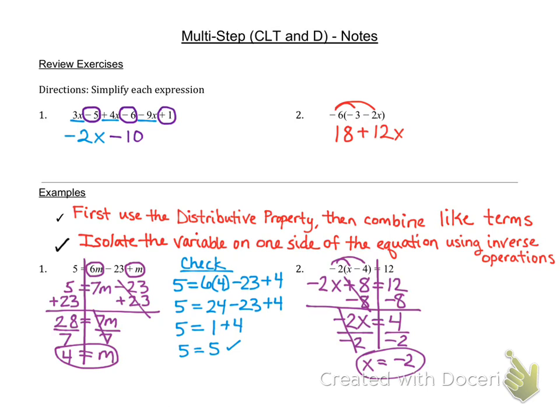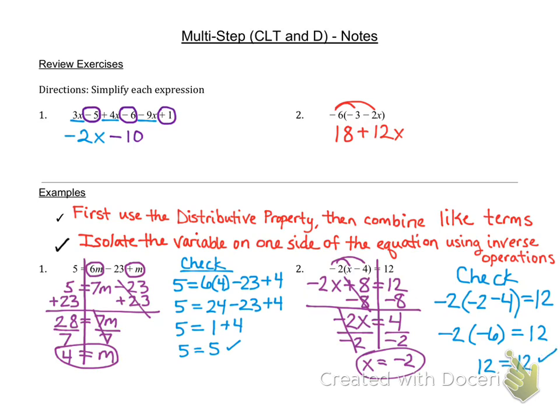Next step, we're going to check our answer by substituting negative 2 back into our equation. So negative 2 times a negative 2 minus 4 is equal to 12. First I'm going to do negative 2 minus 4, which is a negative 6. I'm going to bring down that negative 2 is equal to 12, and negative 2 times a negative 6 is a positive 12. So we have 12 is equal to 12. So that means we solved it correctly and that x is equal to negative 2.